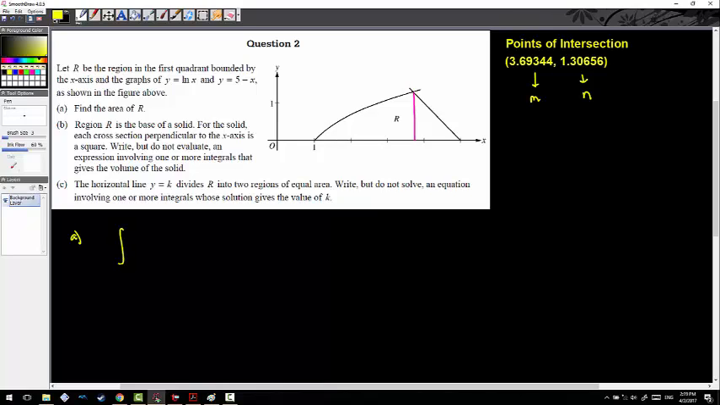I'm going to integrate from 1 to m, M being this breakpoint number here, this 3.69344 number. When I do that, I'm only going to be evaluating the ln of x, because that's all this space underneath the curve only. Then I'm going to add that to the integral from m to 5 of my 5 minus x dx. Let's see what that turns out to be.